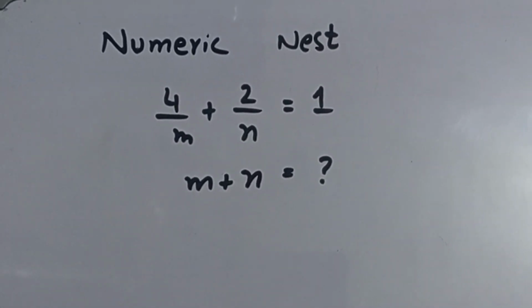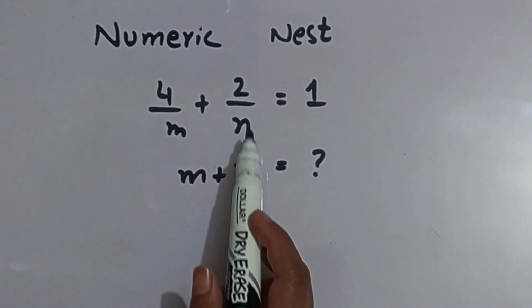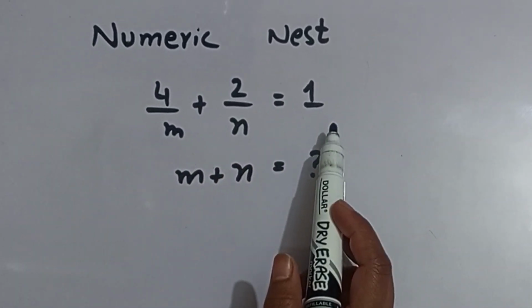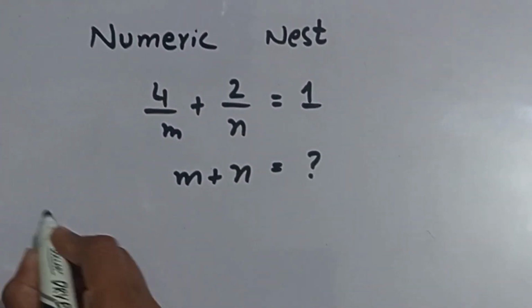And in this video, we are going to solve this question: 4 over m plus 2 over n is equal to 1, and we find the value of m plus n. So let's start.